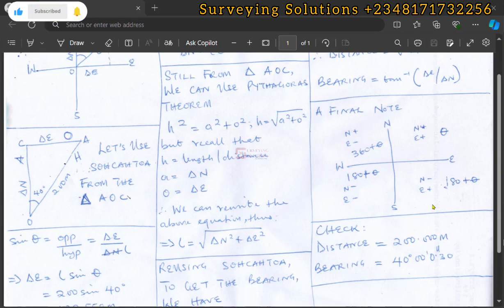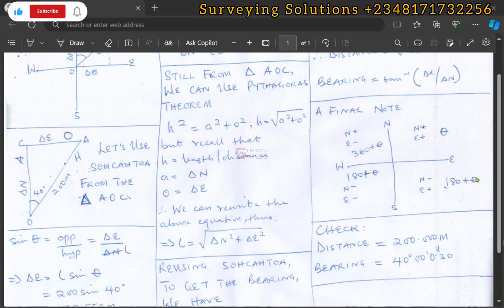When you come to the second quadrant, when your delta northings are negative and your delta eastings are positive, whatever bearing you get using tan inverse of easting over northing, you are going to add 180 to that value. When you add 180, it will give you the corresponding bearing of that line, which means using tan inverse of delta easting over delta northing does not sufficiently give you the bearing of a line in the second quadrant. So whatever value you have as your bearing, you must add 180 to it.